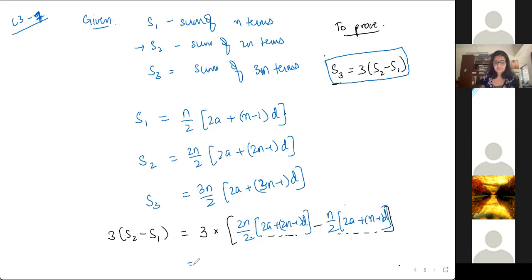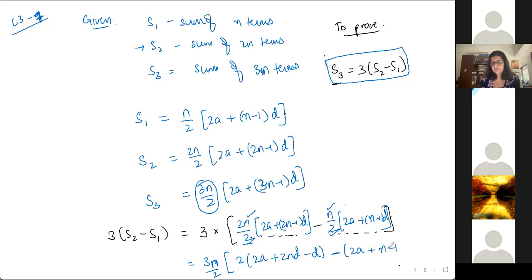So this 3 will be there as it is. I will take n common from this and 2 also common from this. So then I'll get 3n by 2. So idhar hi mera ye wala part aa gaya. So if I take n by 2, I'll be left with 2 into 2a. I'll expand the bracket plus 2nd minus d, minus n by 2 liya. So the minus will still be there. So 2a plus n minus 1 or nd minus d.